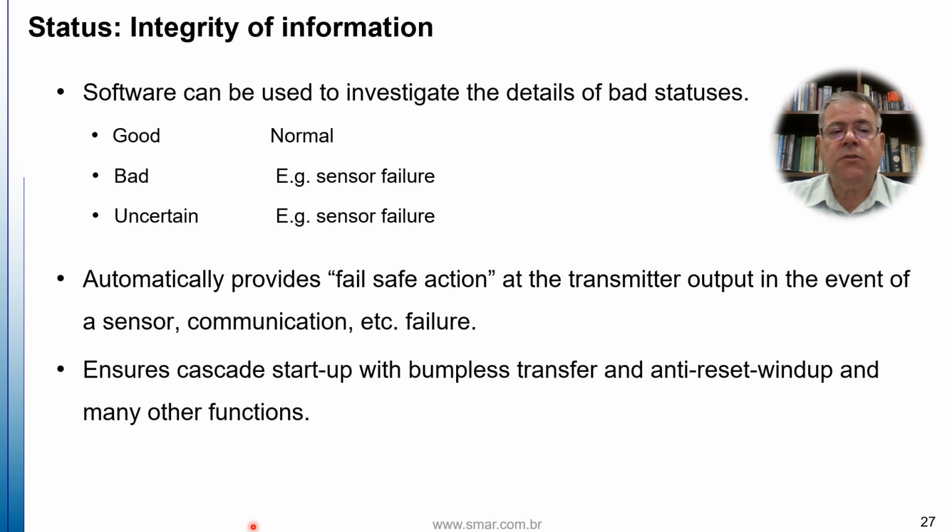A Foundation Fieldbus network status is composed of the good status, normal condition. Bad indicates a failure state. Uncertain signifies that the signal exceeds the set range, for example, going beyond the programmed parameters. Therefore, we should observe the statuses between the blocks, between the devices, and check their substates as well.